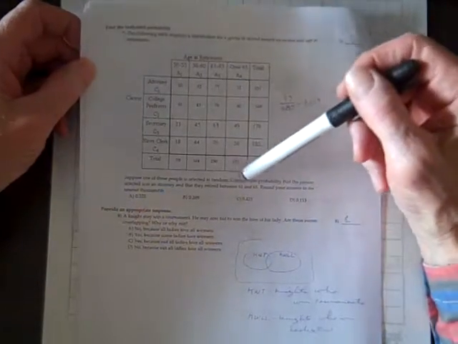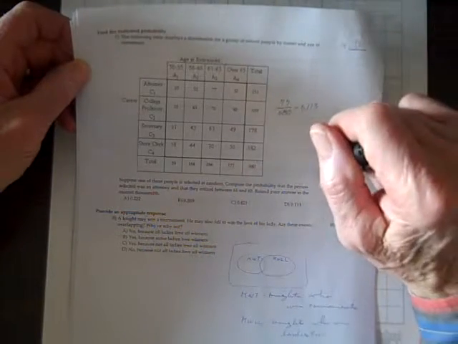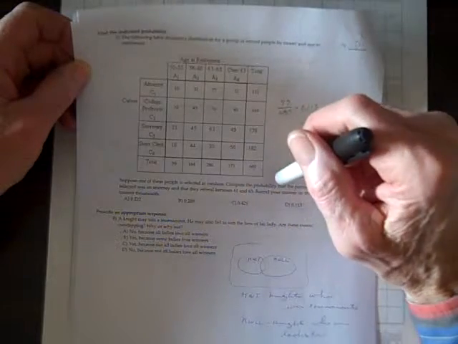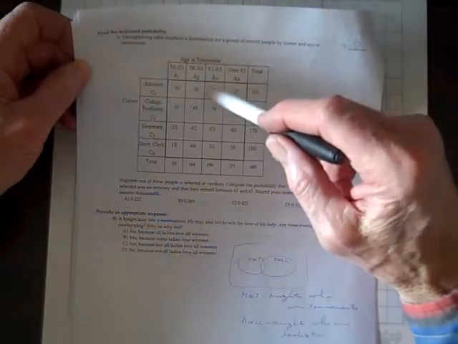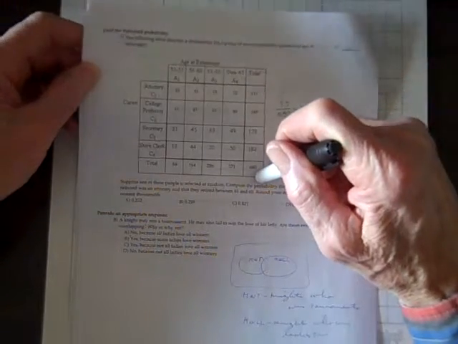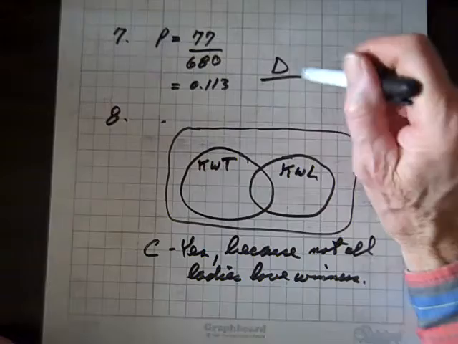Now for 7, we are given the age of retirement and the associated career table, and we're told that suppose that one of these people is selected at random. Compute the probability that the person selected at random was an attorney and that they retired between 61 and 65. Round your answer to the nearest thousandth. Well, there's 77 attorneys between the age of 61 and 65, and we've got a total of 680 people, so the probability is going to be 77 over 680, which equals 0.13, and that's selection D.